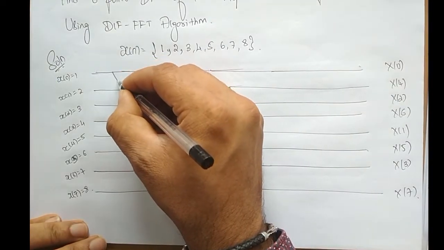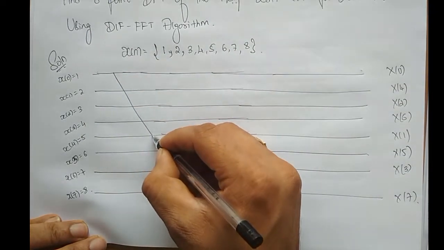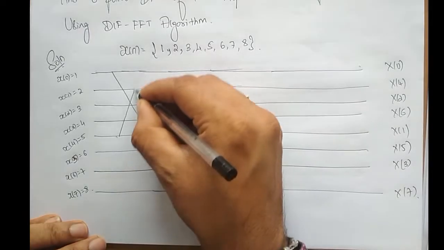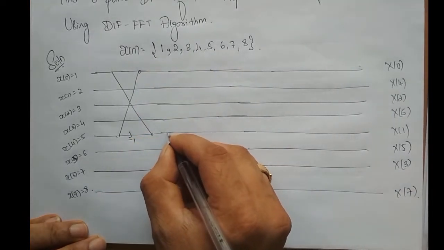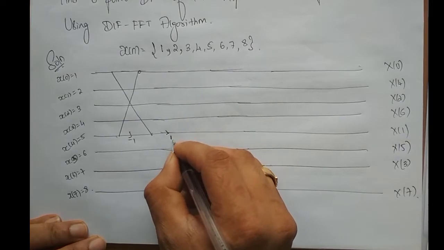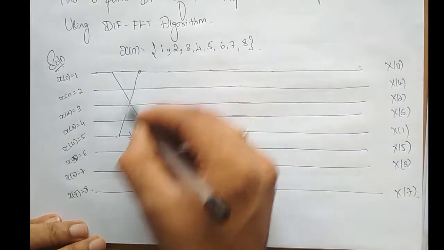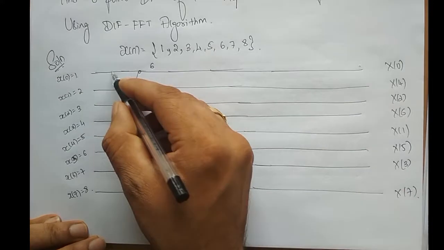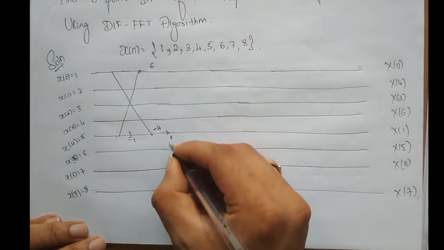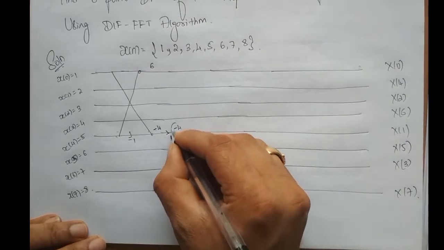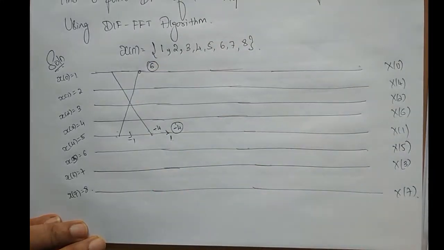So the first stage butterfly is between first and fifth line, -1, and this is W8 power 0, and the value of W8 power 0 is 1. Okay, so 1 added with 5 is 6, 1 subtracted with 5 is -4, and this -4 scaled by 1, so I get -4 here. So these two are the output.